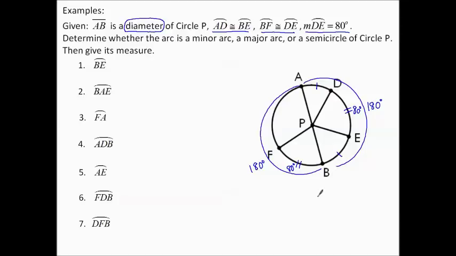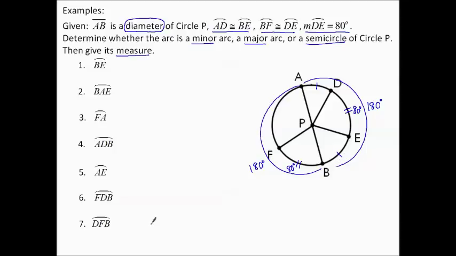Let's continue to read the directions. Determine whether the arc is a minor arc, a major arc, or a semicircle of circle P, then give its measure. So we have to do two things. If we have to give a measure, I'd like to fill out as much as I possibly can in the picture before I go to the given arcs.